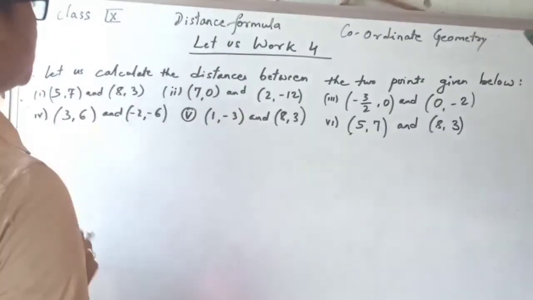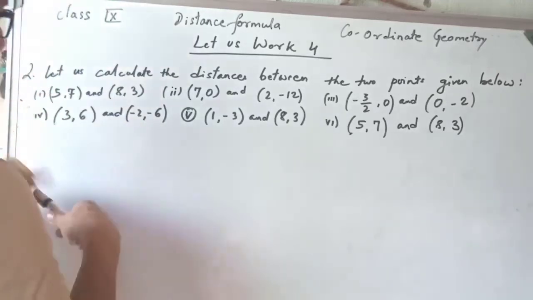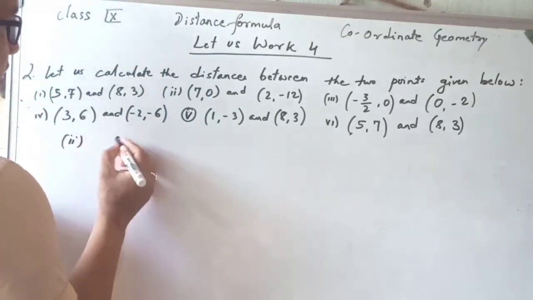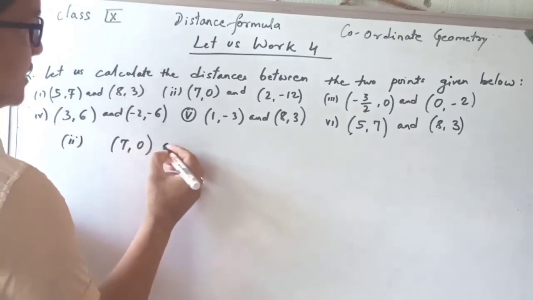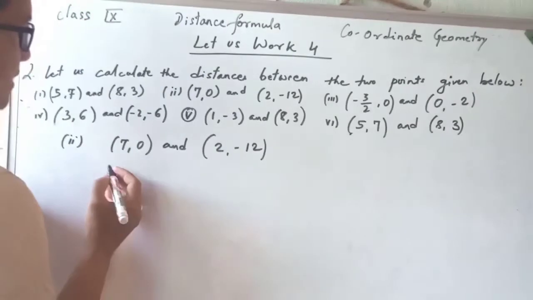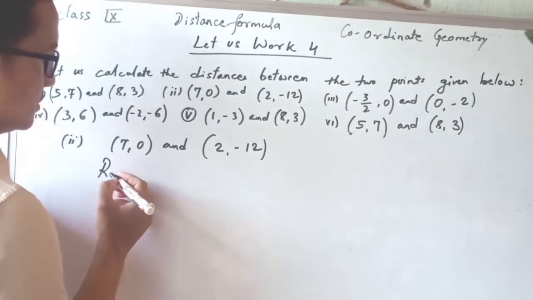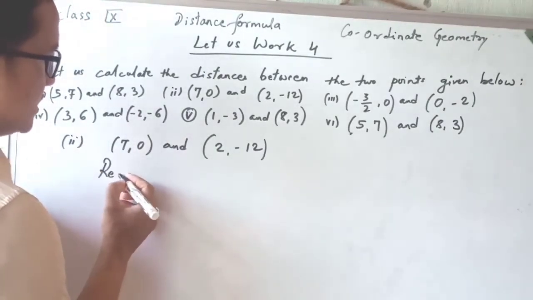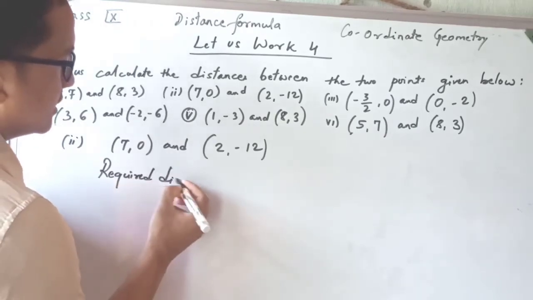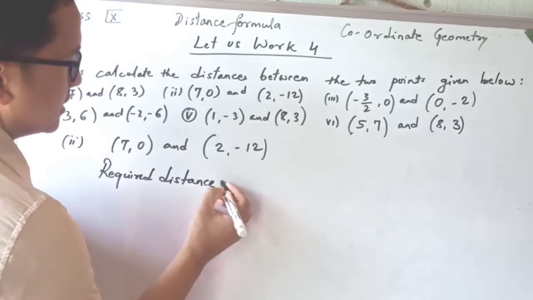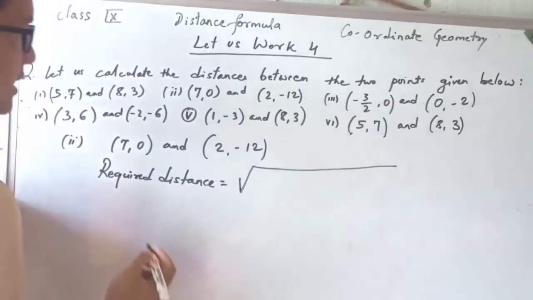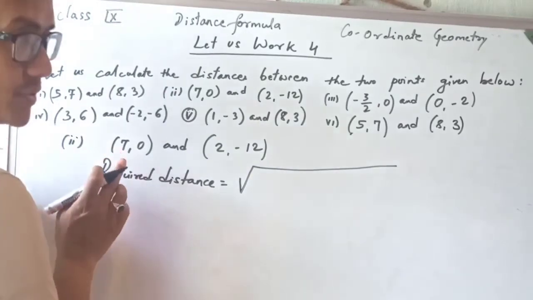Now we are going to do the second question, and the second question is (7, 0) and (2, minus 12). To solve this, we have to write the required distance equal to, similar to the first one, the square root, and we have to subtract the numbers which are in front.